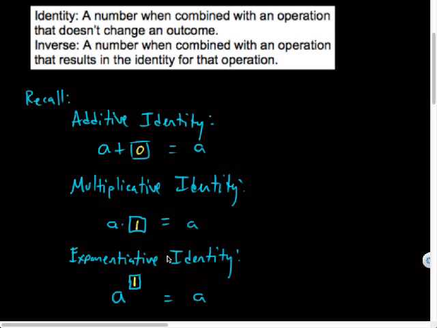Is the identity always 1, or is this just for these examples? Well, no. Additive identity wasn't 1. Okay. So an identity is a number or value that, when combined with an operation, doesn't change the outcome. All right, so how about inverse? An inverse is a number that, when combined with an operation, results in the identity for that operation.